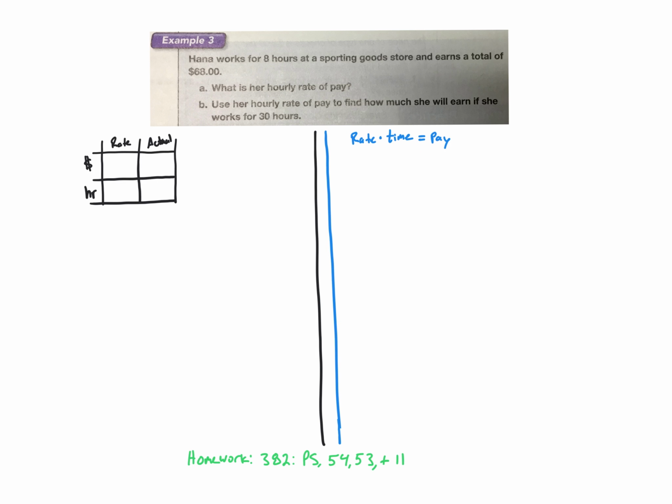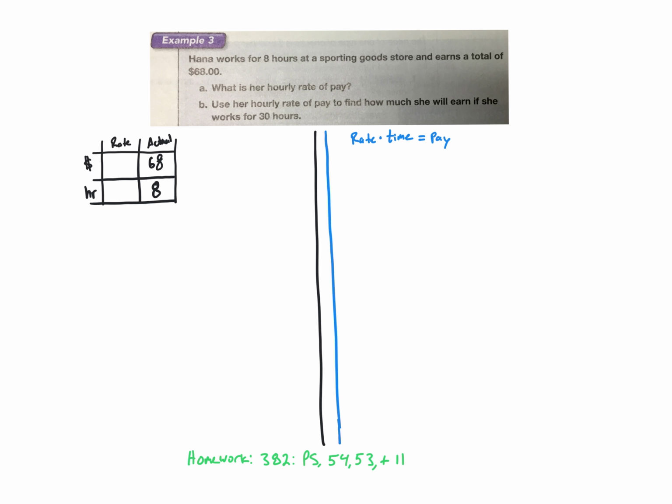Let's do one more like this, and it's a little bit different, but still similar. We're just looking for a different part of this. It says, Hannah works for 8 hours at a sporting goods store and earns a total of $68. So if we're going to use a proportion method, we need to fill that in. Let's see, so actual hours she works is 8. The amount of money she earns is 68. So two parts here. It says, what is her hourly rate? So we're looking for the rate.